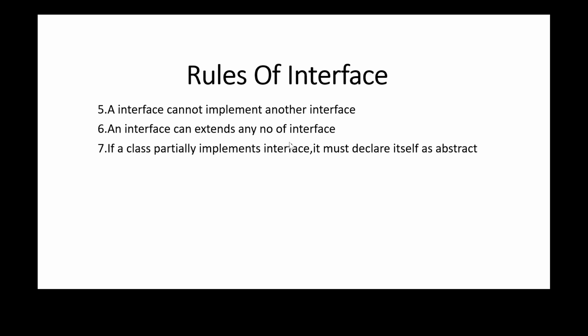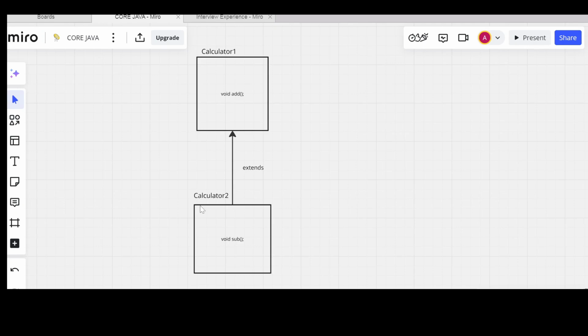Now we will see the sixth rule. An interface can extend any number of interfaces. So here our one interface is Calculator2. It wants to extend Calculator1. So it is possible. One interface can extend another interface.